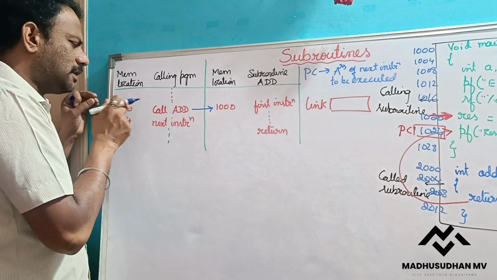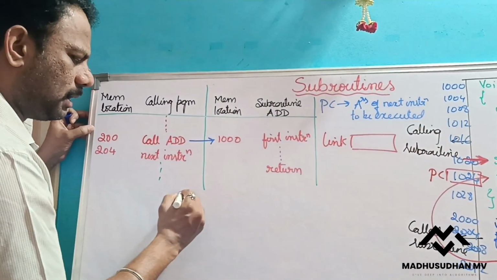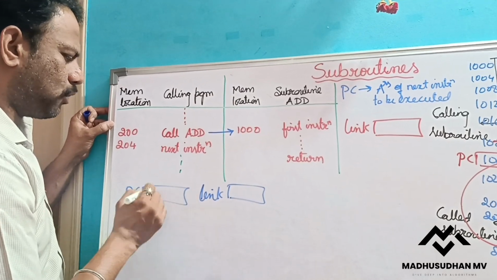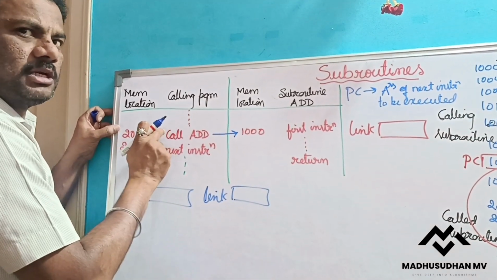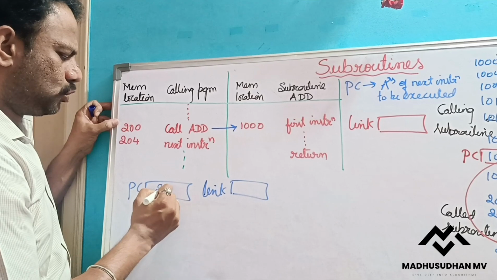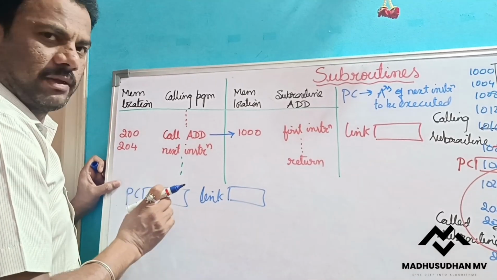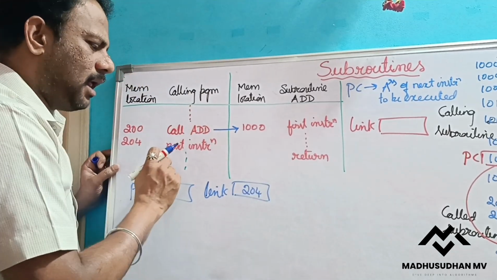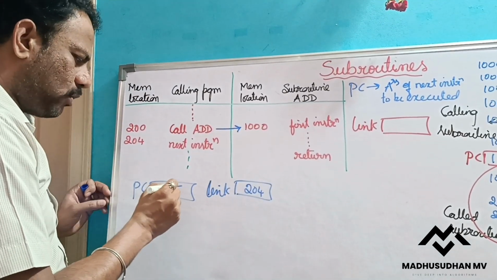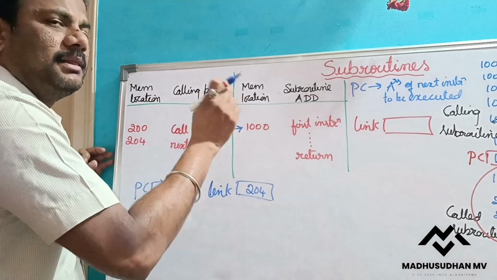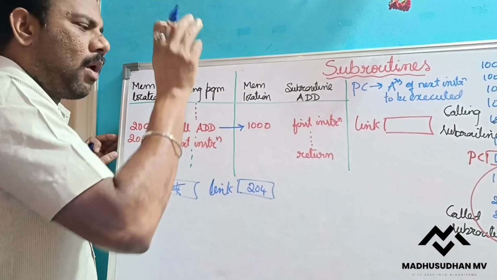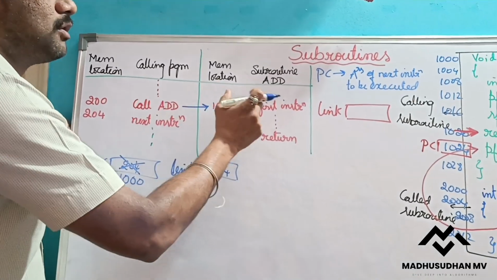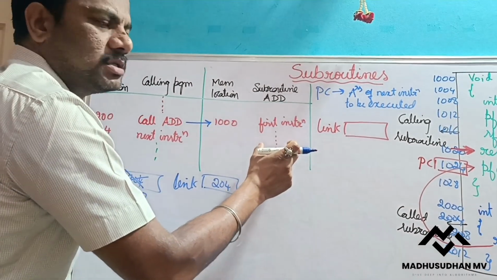Now before going, when we executed this instruction, I have the link register. The program counter, when I'm executing this instruction, contains 204. Whatever is in the program counter, this 204, will be loaded into the link register. After storing it, the program counter will be updated with the address where it wants to go, which is address 1000. Now control shifts to 1000 and it executes all the instructions.